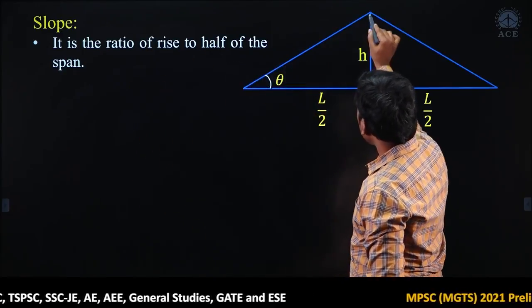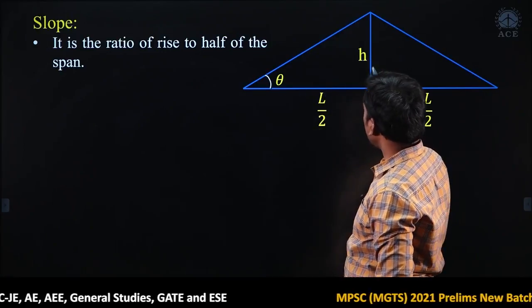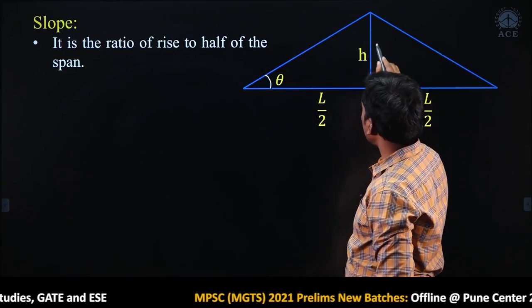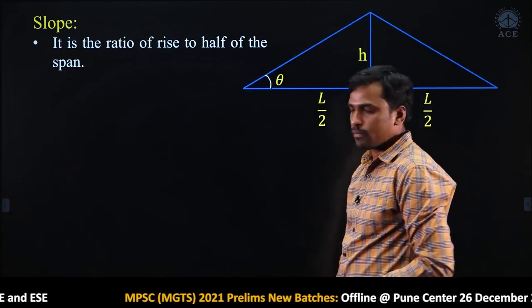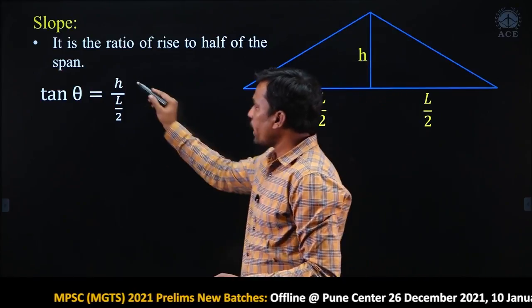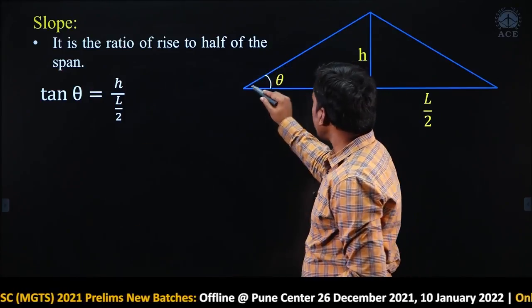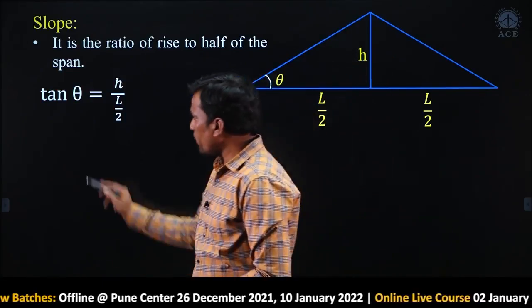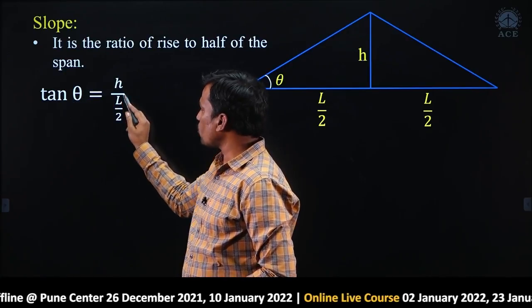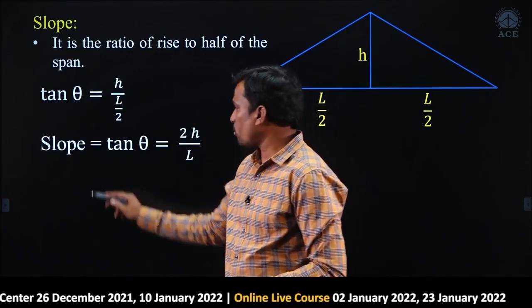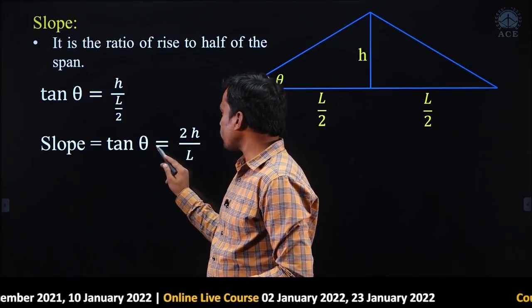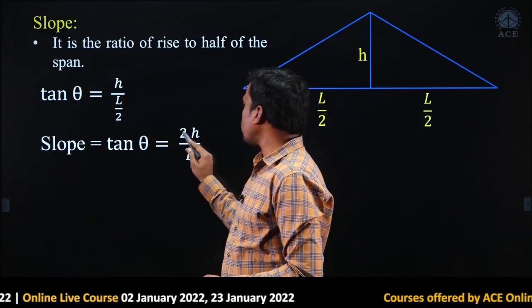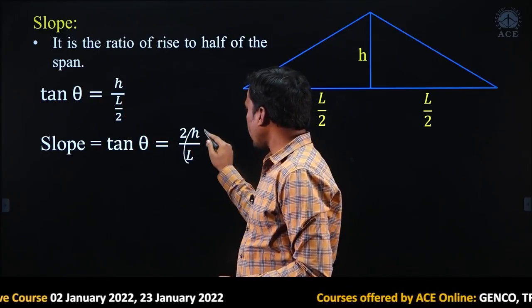Now, from this triangle, tan theta equals h by L by 2, or not? Yes, tan theta equals h by L by 2. Here tan theta is nothing but the slope of the triangle. Then slope equals tan theta equals h by L by 2. Then this 2 comes up, so 2 times h by L.